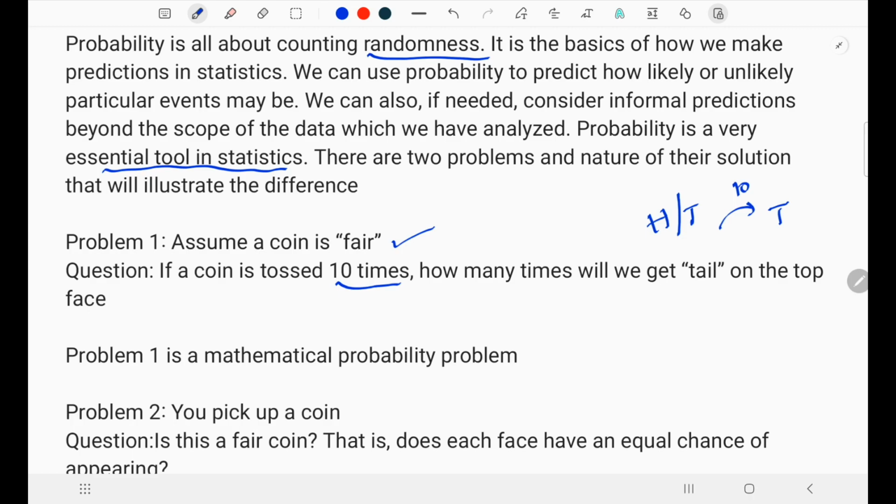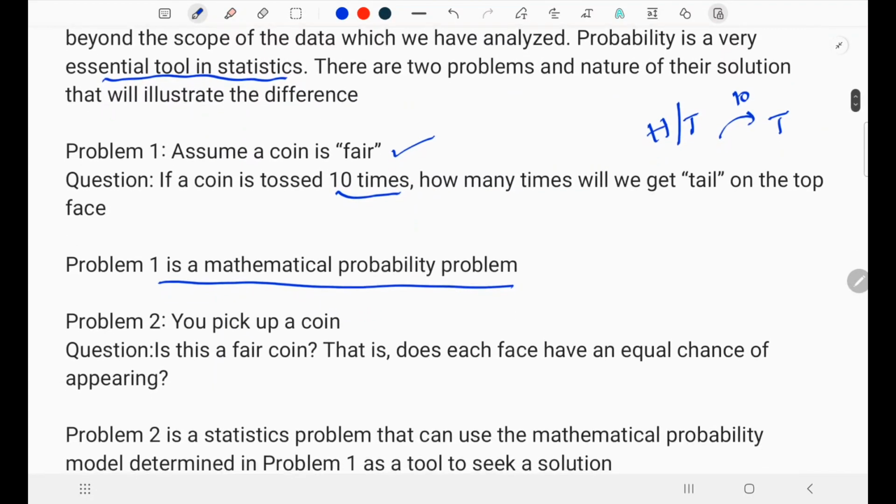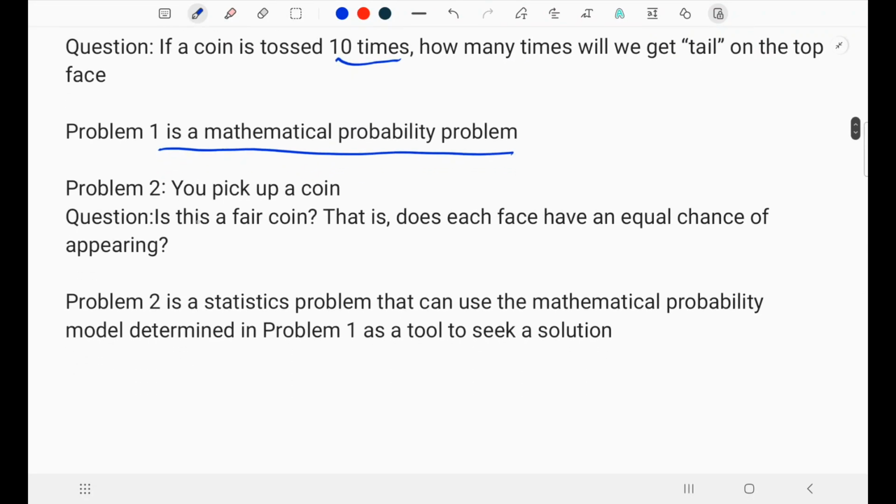This problem one we can solve mathematically. That example I will be explaining now. Then the second problem: you pick a coin. Suppose, for example, I need to pick a coin from a pool of coins, or only one coin is there in the bag. I am just going to pick the coin from the bag. The question here is: does each face have an equal chance of appearing?